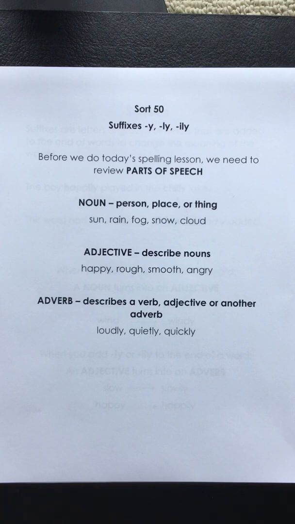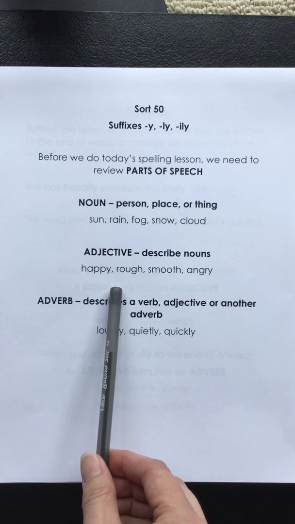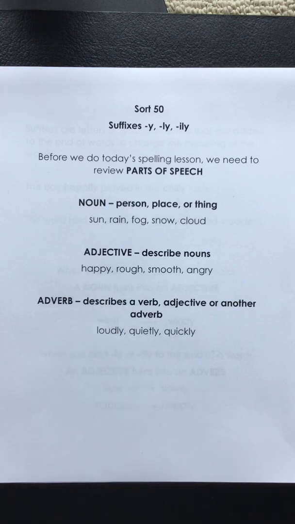Now let's take a look at our second part of speech, the adjective. An adjective is interesting. It adds description to your writing and what you say because it describes nouns. So instead of just saying the boy is here, you would say the happy boy is here. Now you can visualize the boy. So adjectives describe nouns: happy, rough, smooth, angry. Again, you will see these words in your lesson today, but they are adjectives because they describe nouns, okay?